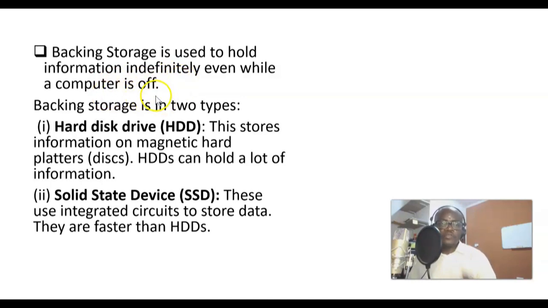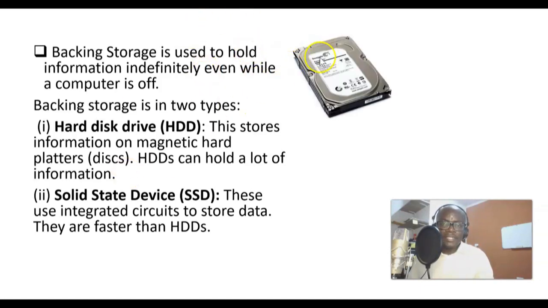Now, there are two types of backing storage. There is one known as the hard disk drive. This one stores information on hard platters. They are like disks, you know the way you have CDs, but these disks are made of metal. Okay, they are hard. So they are inside this hard case here. You know, inside there are disks which are hard, and so it's known as the hard disk drive. And so it can hold a lot of information.